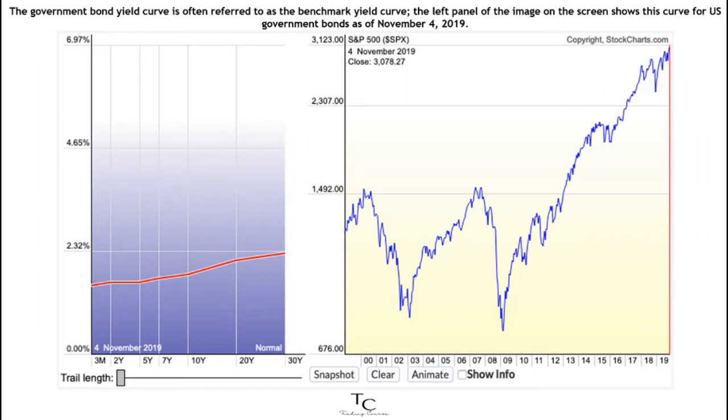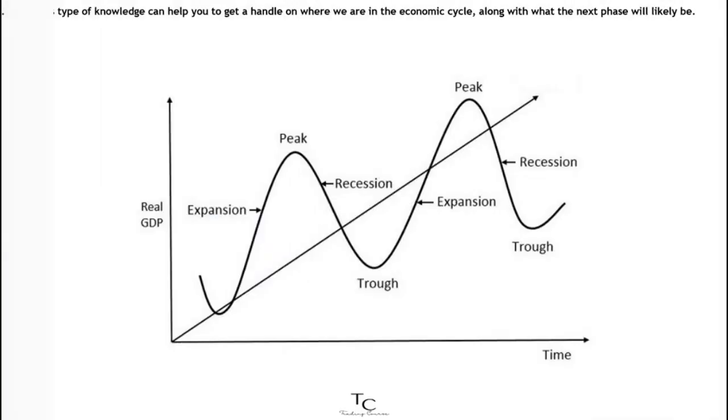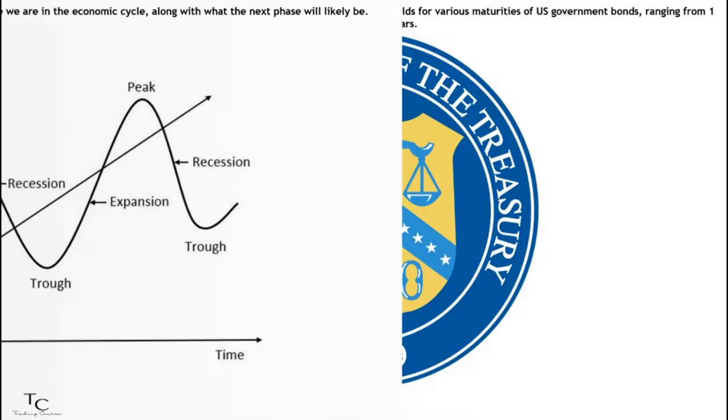The left panel of the image on the screen shows this curve for U.S. government bonds as of November 4, 2019. Analysis of the yield curve helps investors determine how bond markets are positioned and in what direction they are likely headed. This type of knowledge can help you to get a handle on where we are in the economic cycle, along with what the next phase will likely be.